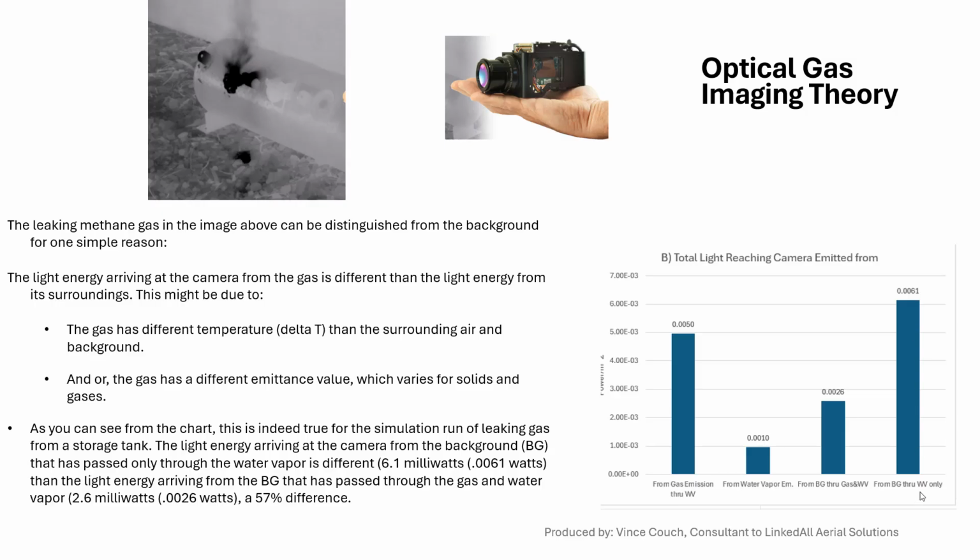Okay, so this light from the background only passed through water vapor. The atmosphere, again, water vapor is the key constituent, which is absorbing some of this light. So the amount of light that reached the camera, inside the camera now, is only 0.0061 watts. That's 6.1 milliwatts, so that is very, very small. But the good news is the background light that passed through the gas and the water vapor was even less, 0.0026. That's 2.6 milliwatts. And that's a 57% difference. And the camera can detect such a small difference, and it will graph these as two different colors.